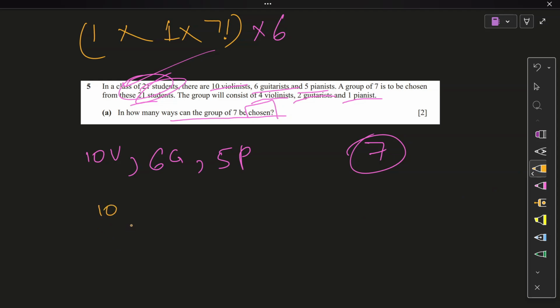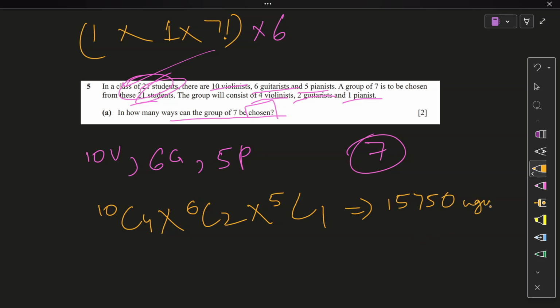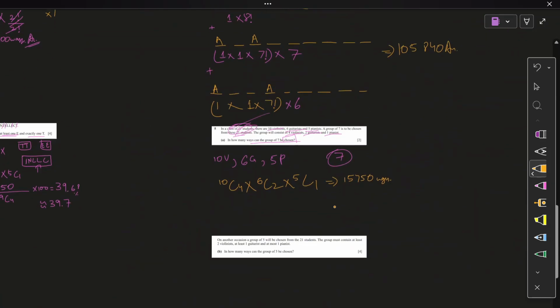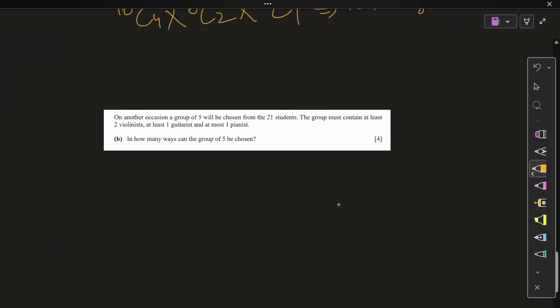So out of the 10 violinists, how many do I need? 4. Any 4. Then until the team is not complete, I multiply. From the 6 guitarists, I need any 2. And from the 5 pianists, I need 1 only. Any 1. And that is my answer. So that adds up to 10C4 into 6C2 into 5. We get 15750, 15750 ways of different arrangement. There we go. Different selection, sorry. Okay, that's that. Next part, next and final part.